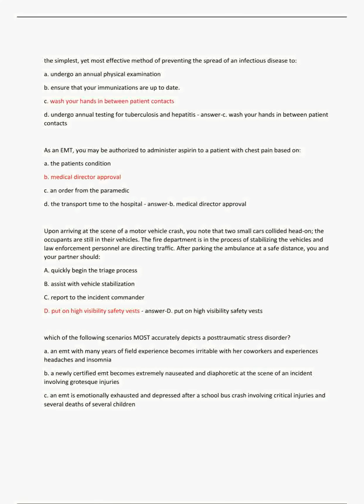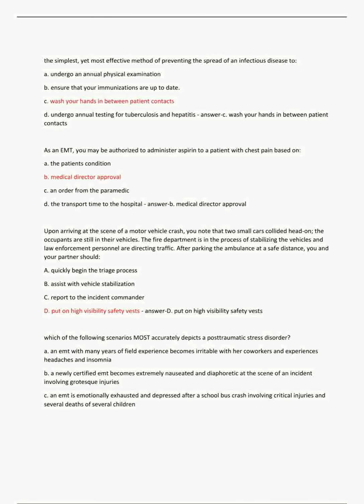As an EMT, you may be authorized to administer aspirin to a patient with chest pain based on: A. The patient's condition. B. Medical director approval. C. An order from the paramedic. D. The transport time to the hospital. Answer: B. Medical director approval.